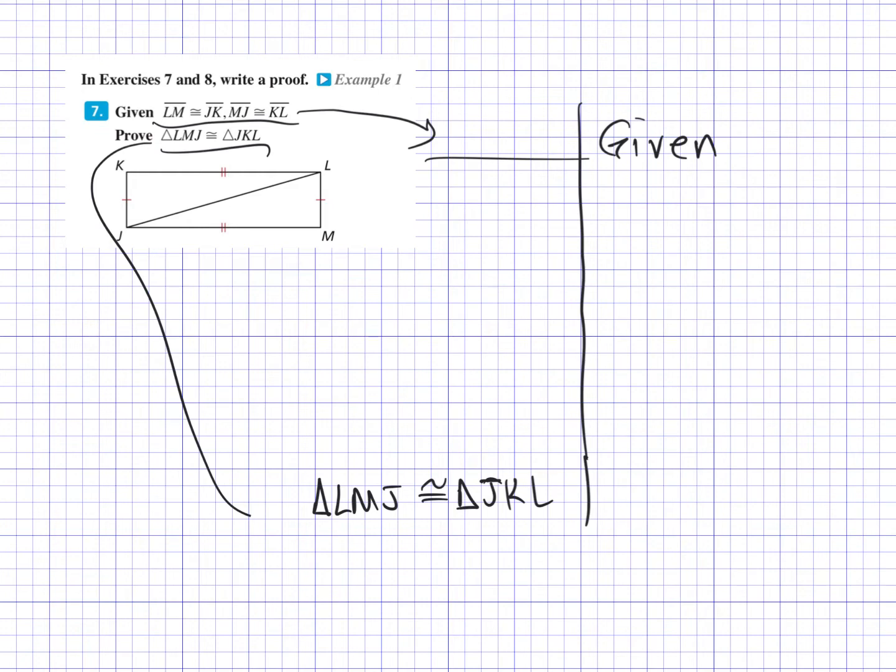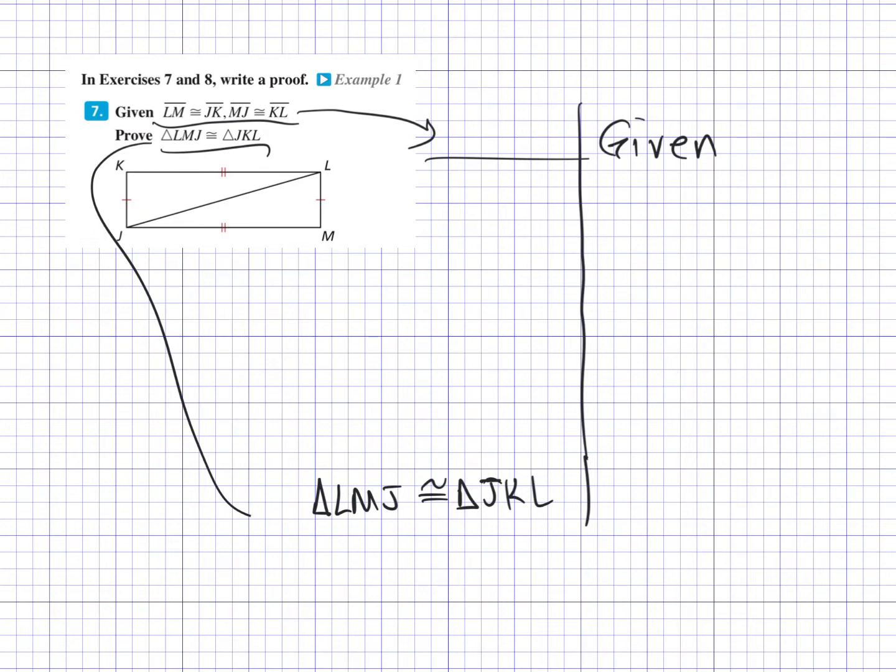All right. So let's make sure everything's marked. LM is congruent to JK. Okay. Those are marked right here and right here. MJ is marked to KL. Okay. Now, let's just look at the order, LMJ. So the single hash mark to double hash mark goes with JKL, single to double. All right, so it's in the correct order.